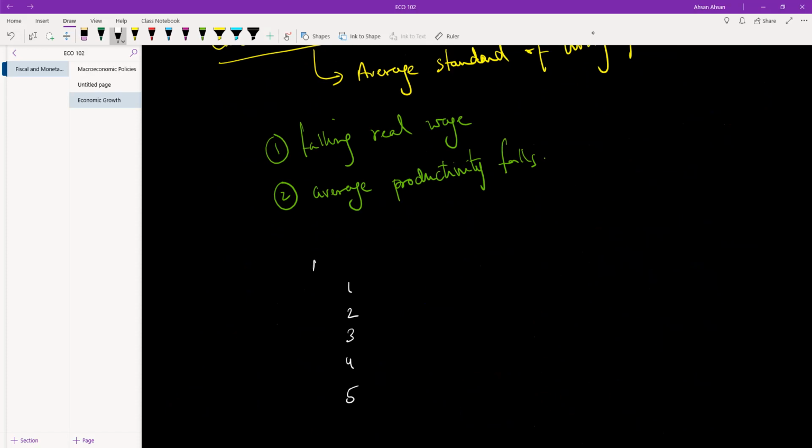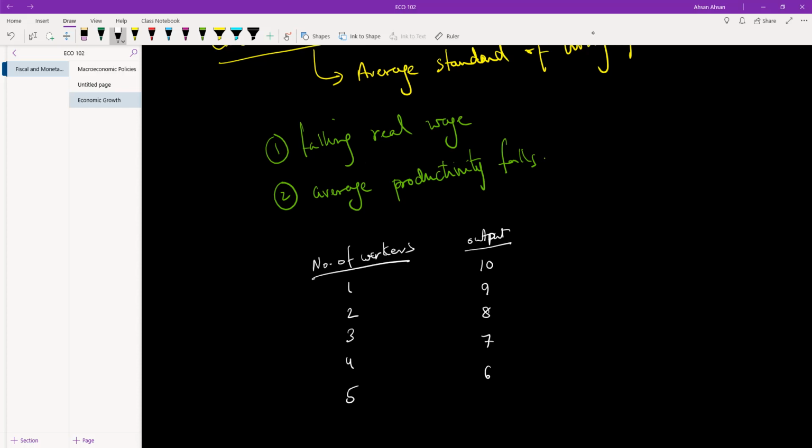So this is the number of workers, and this is a ranked list. Person 1 is the most productive, person 2 is the second most productive, and so on until we reach person 5, who is the least productive. If these people were working, what output will they give us? Suppose person 1 will give us 10 units of output, and person 2 will give us 9, 8, 7, and person 5 will give us 6 units of output.